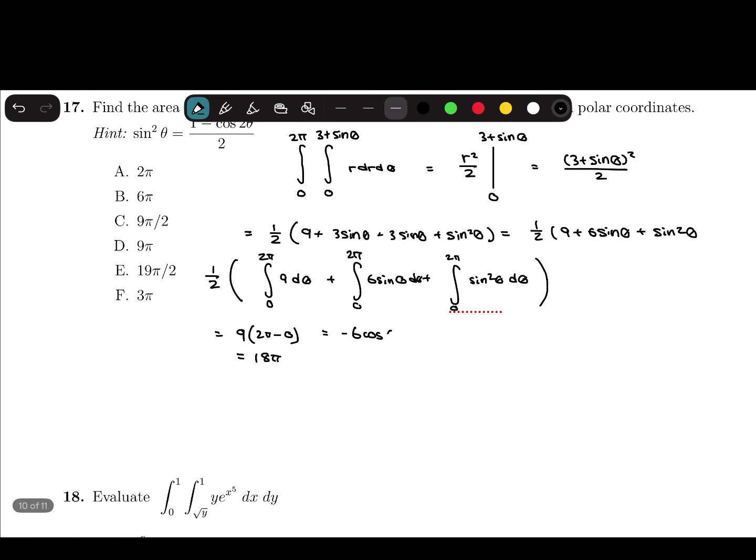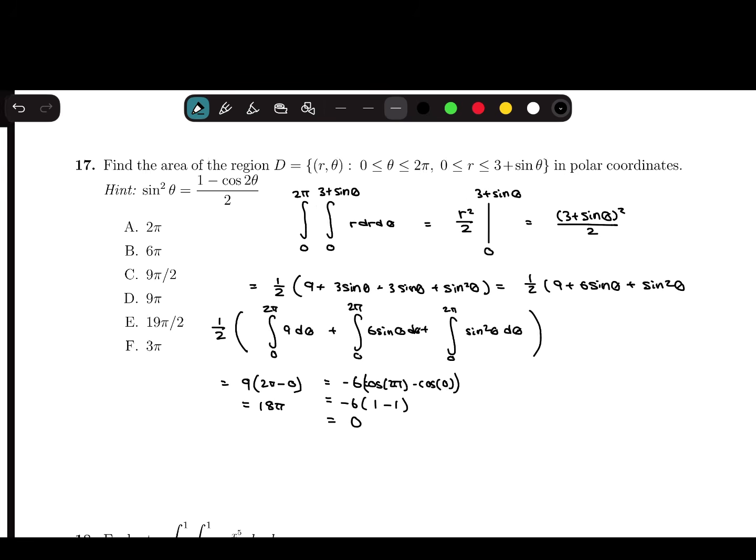Cosine of theta, and that'll be negative 6 cosine of theta between 2 pi and 0. So cosine of 2 pi is just 1, cosine of 0 is just 1, so it's just 0, so you just get 0. And then here's the big one.